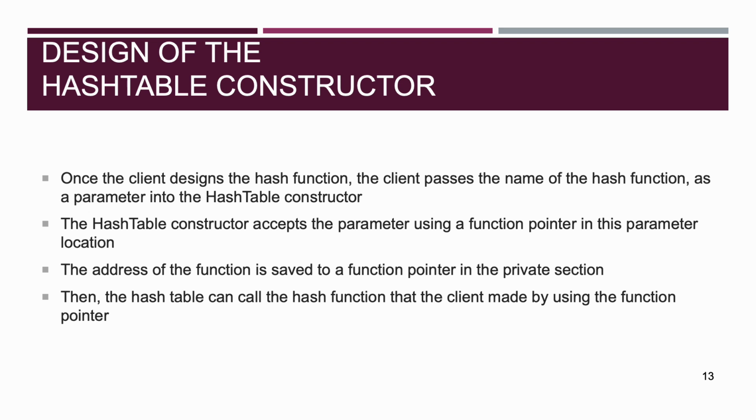Then inside the constructor, we save the address of the hash function to a function pointer in the private section of the hash table class. This ensures that only the hash table itself has direct access to the hash function, maintaining encapsulation. With the function pointer stored, the hash table can now use it to call the client's hash function whenever needed. This setup allows us to customize the hashing logic for different applications without modifying the hash table's core code.